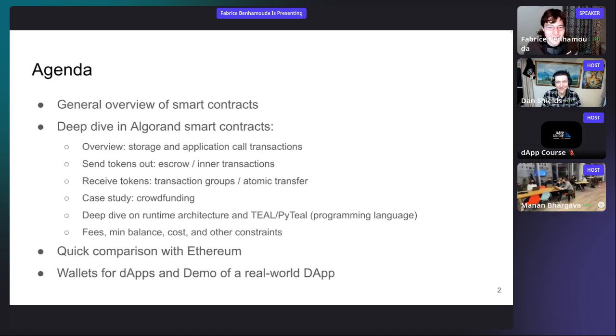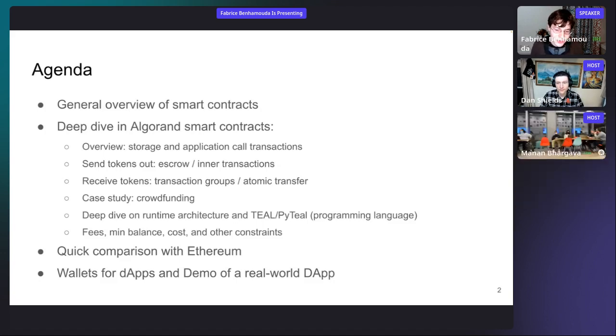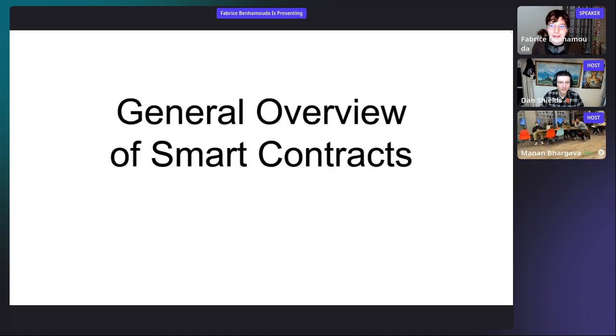I will start with a general overview, and then I will do a deep dive in how it looks like on Algorand. I will do a quick comparison with Ethereum just to give you an idea of what's happening there. And I will end, if I have enough time, with explaining how you actually use smart contracts in the real world, how you use a wallet for them, and even show you a quick demo of a real DApp with fake money, but still real.